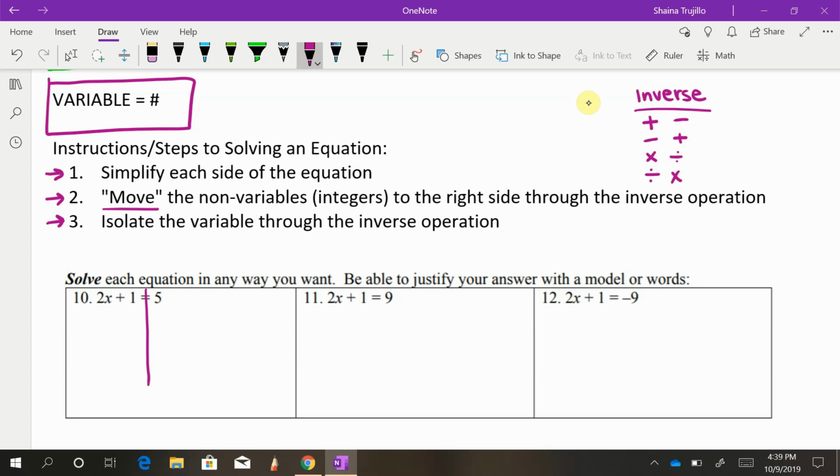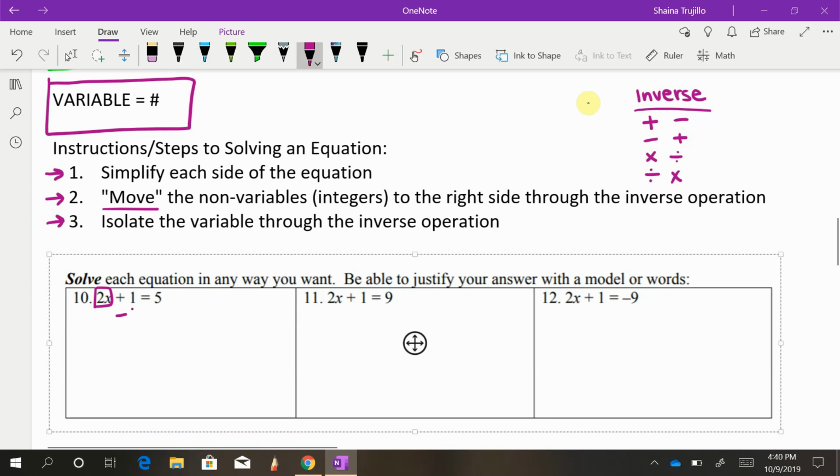Okay, now our first step, simplify each side of the equation. Well, for this equation, we're simplified down to the smallest variable and the smallest integer. So I don't have to do any more simplifying. Step 2, I want to move the non-variables or the integers. So here's my variable. I'm going to keep it right here. I'm going to move anything that is not part of my variable. So I'm going to subtract 1.